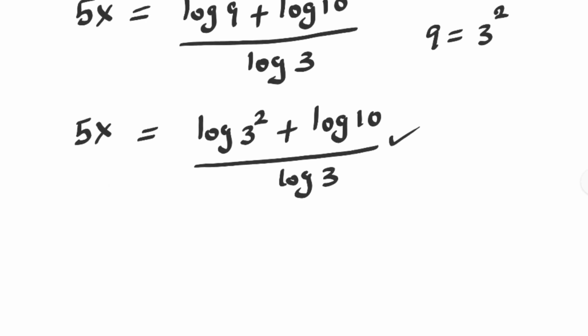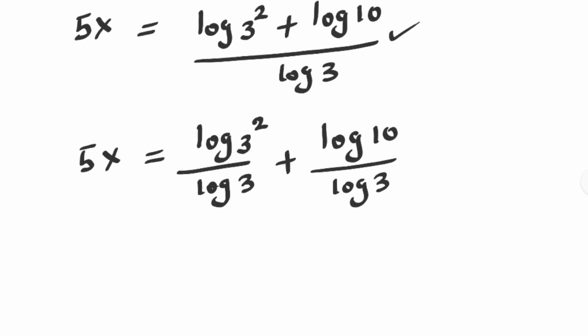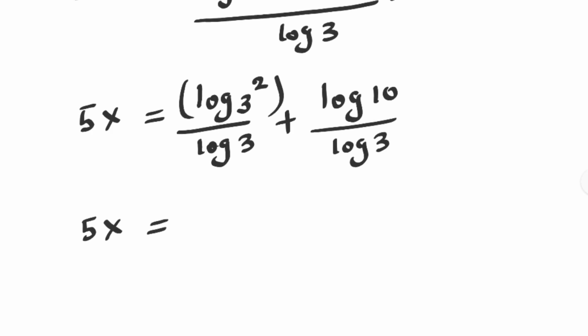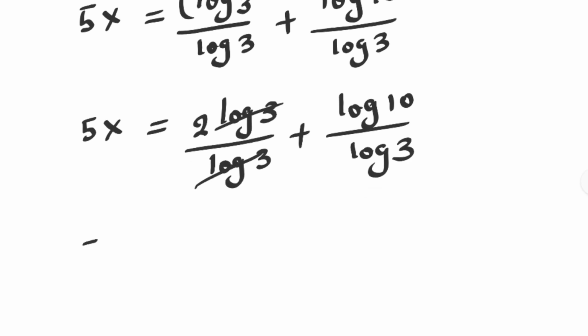Let us split this. 5x is equal to log 3 squared divided by log 3 plus log 10 divided by log 3. 5x is equal to, this can be written as 2 log 3 divided by log 3 plus log 10 divided by log 3. Log 3 cancels log 3.